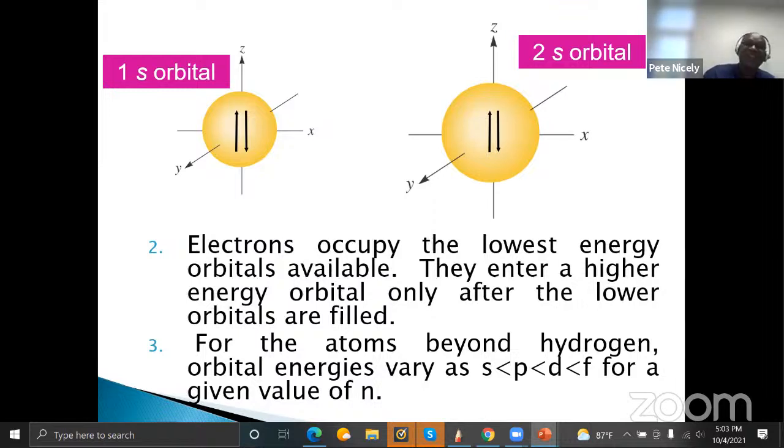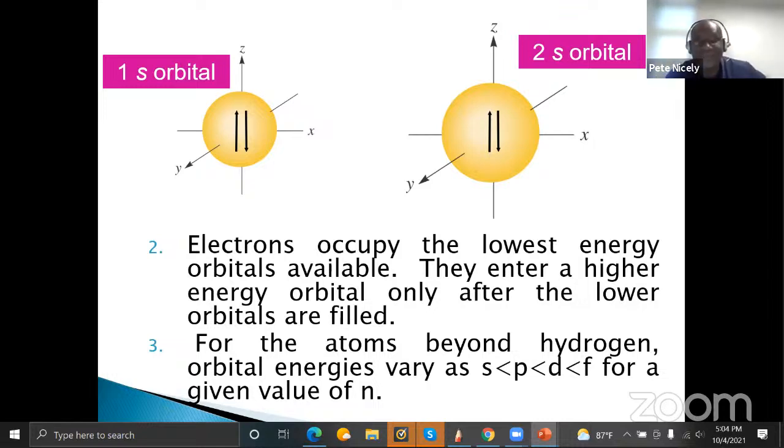The third guideline is that for atoms beyond hydrogen, the energy order of the orbitals would be the s, followed by the p, followed by the d, and followed by the f for a given value of n. Now remember, the n represents the energy level. So what this is saying is that for any energy level where these sublevels exist, the s sublevel will be the lowest energy, followed by the p sublevel, followed by the d sublevel, and then followed by the f sublevel, all right? That's the order of the energies of the different sublevels that exist within a particular energy level.